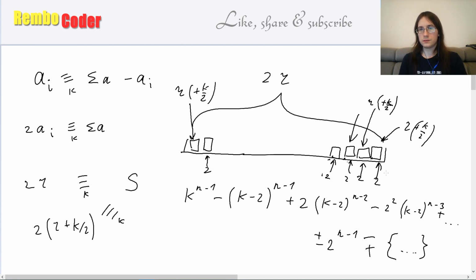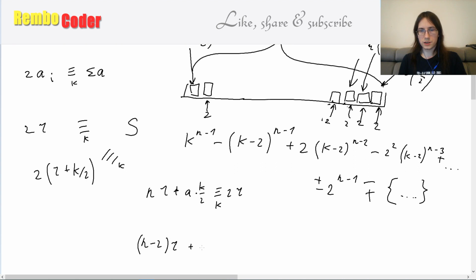To calculate the number of such arrays for a given r, let's suppose that exactly a of all values were r plus k over 2, and n minus a values were just r. So in such case, the sum will be n times r plus a additional times k over 2. This must be exactly 2r modulo k. So let's rewrite it as n minus 2r plus a times k over 2 must be divisible by k. Well, first of all, as this is divisible by k over 2, this must be also divisible by k over 2, because the sum must be also divisible by k over 2. So the first constraint is that n minus 2 times r must be divisible by k over 2.